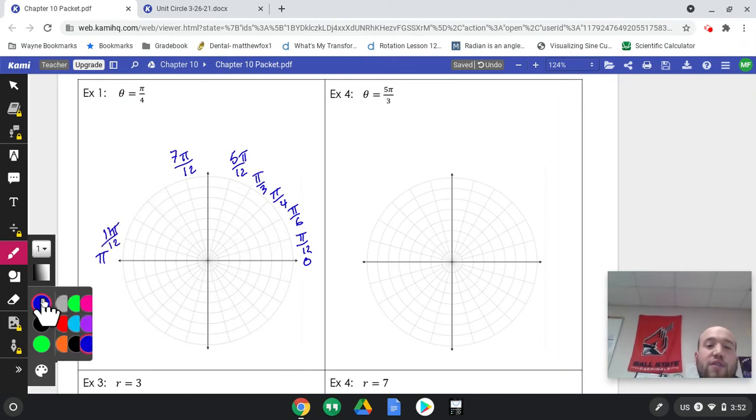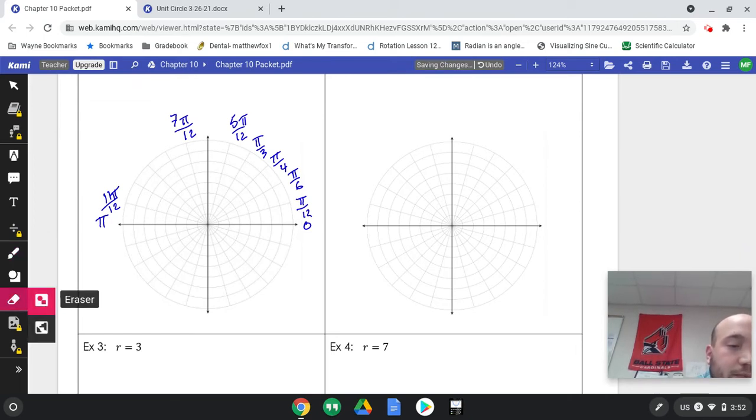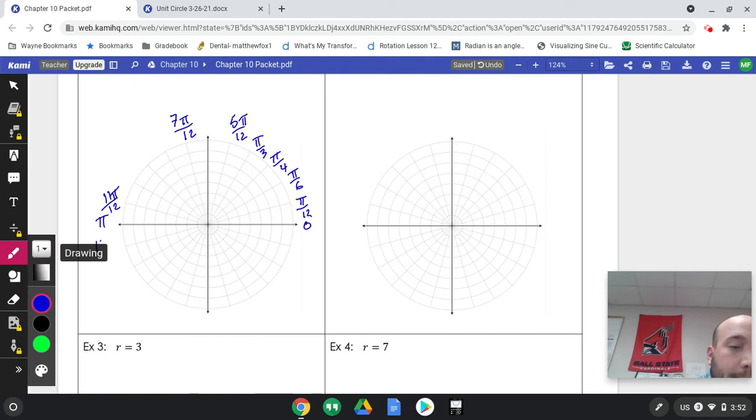I'm not going to fill in all the information. You could if you wanted, but I'm just going to fill in the new ones. So down here then, we're just past, so that's going to be 13 pi over 12. Down here we'll have 17 pi over 12. 19 pi over 12, and the final one right before we finish at 0 or at 2 pi, it's going to be 23 pi over 12.